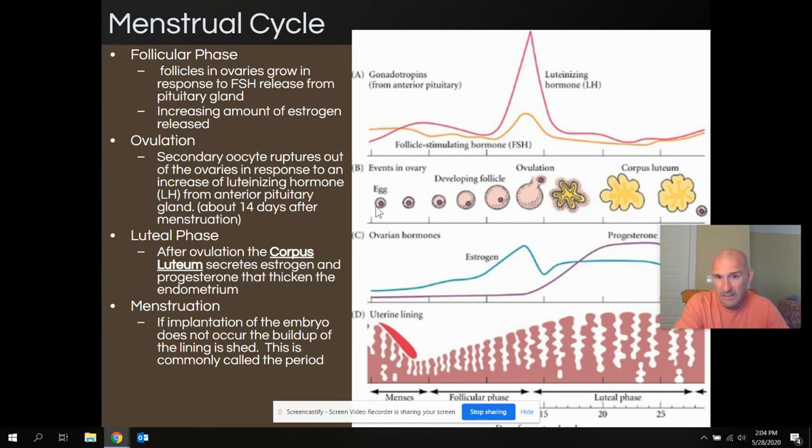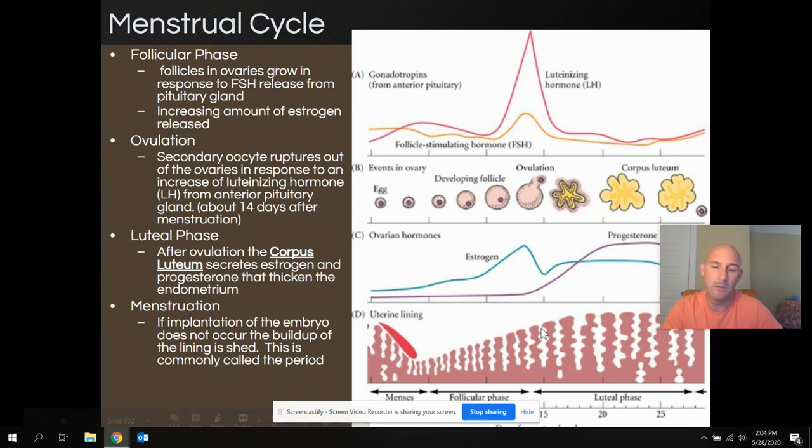So as you see this follicle developing, you can see the rise in another hormone known as estrogen. Probably heard of estrogen before, right? Estrogen is released from the follicle itself, right? You can see it spikes just before ovulation takes place. And what estrogen does is estrogen targets the cells of the uterus. It targets the endometrium. So it causes a buildup of the wall or the lining of the endometrium.